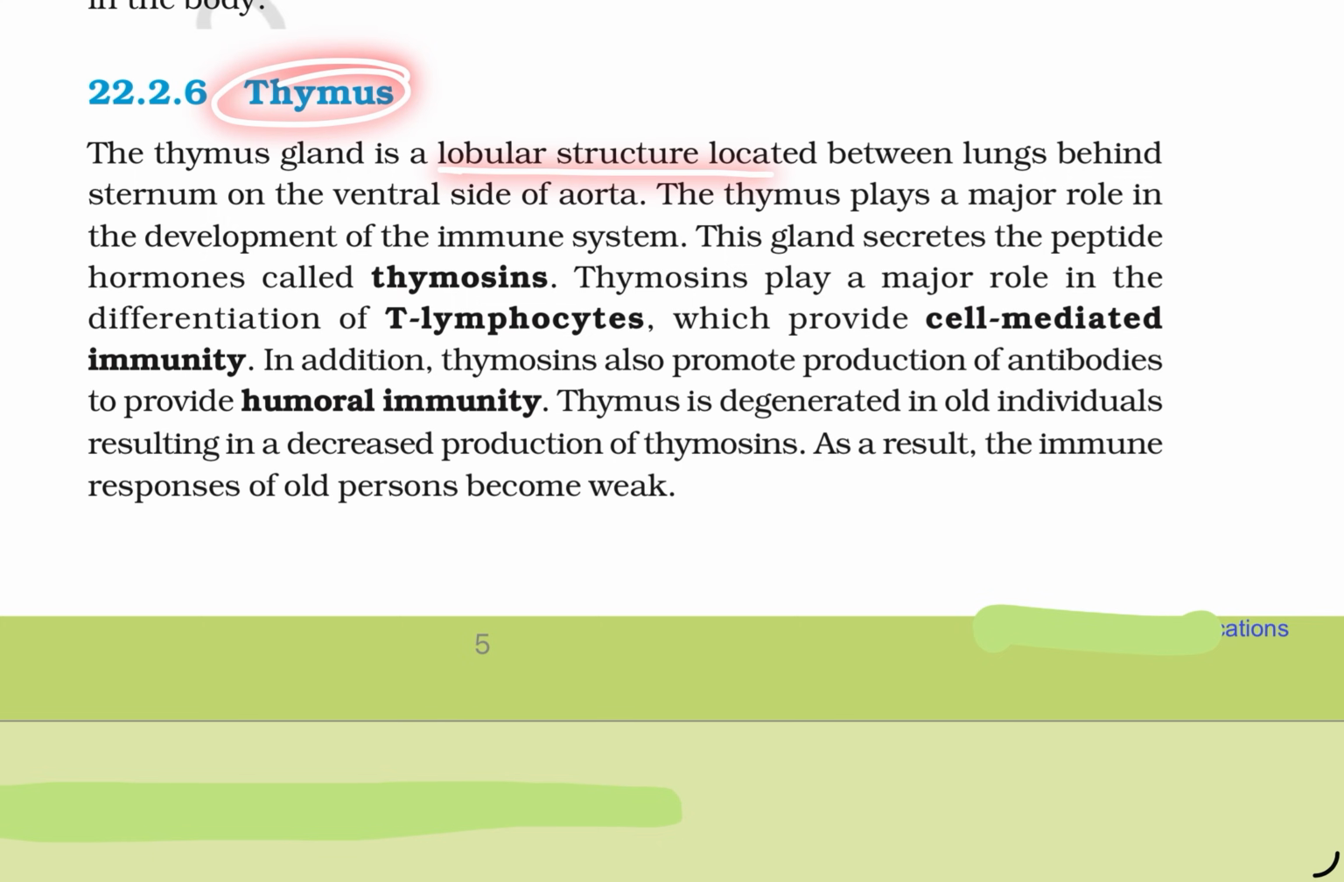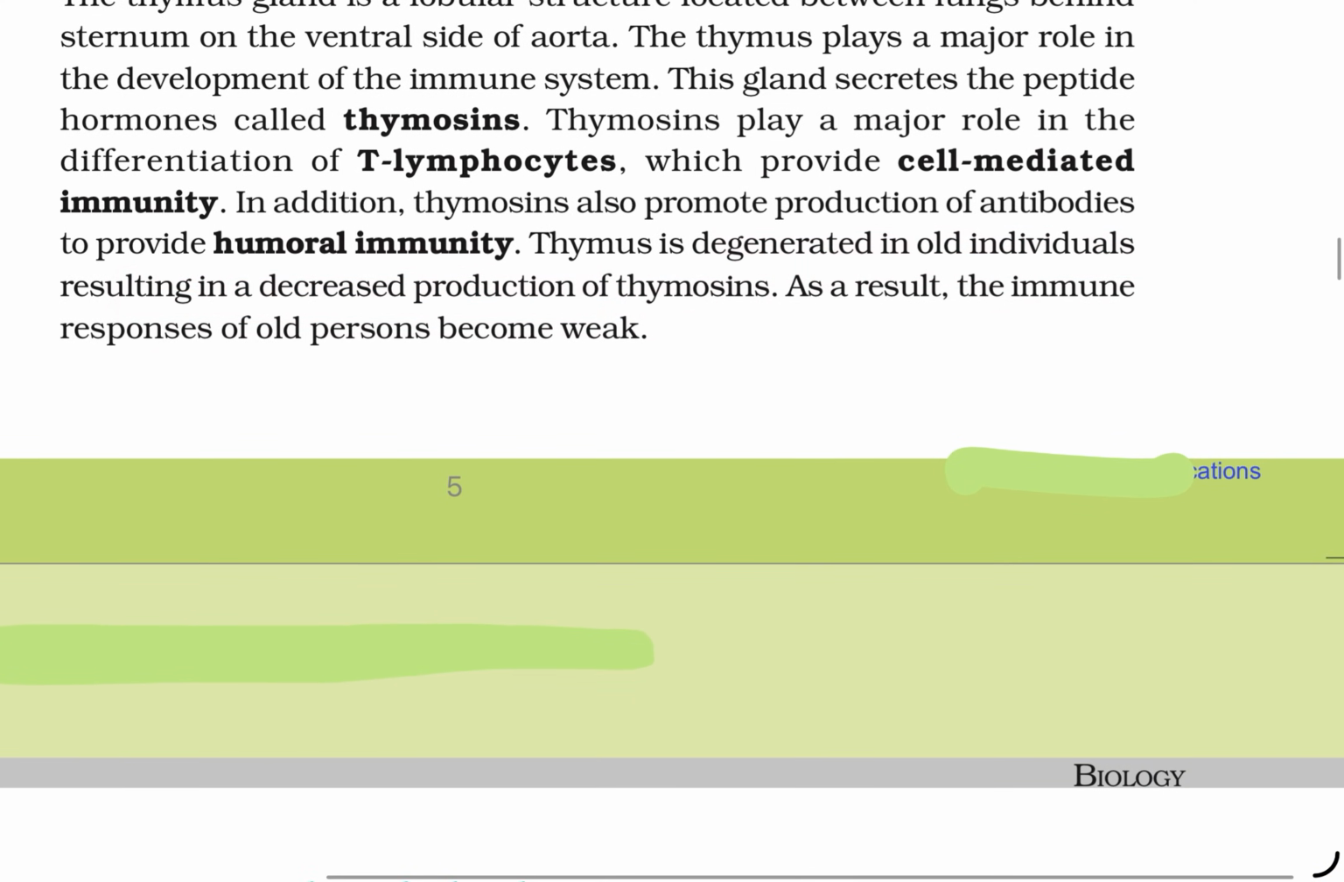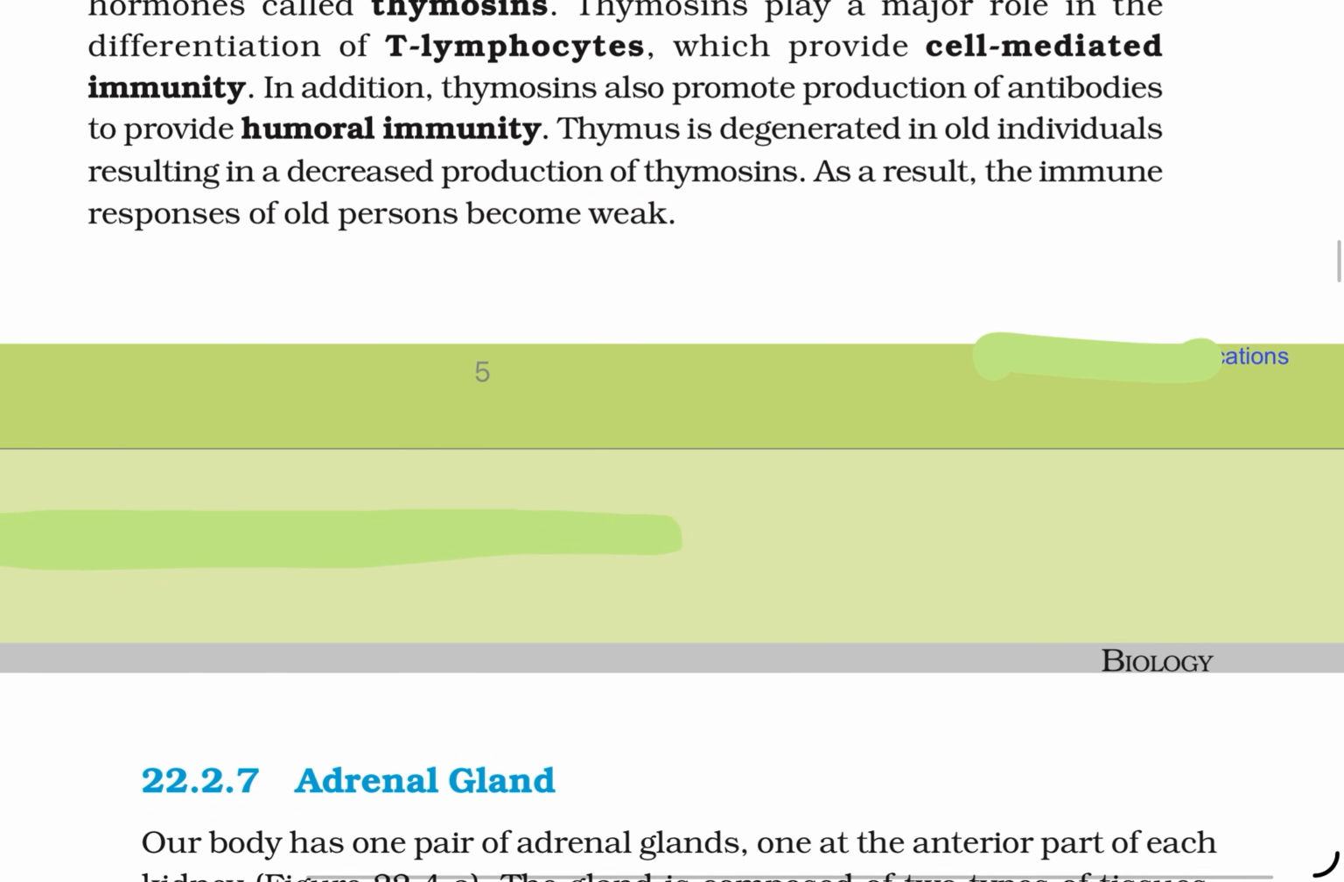The thymus. The thymus gland is a globular structure located between the lungs, behind the sternum, on the ventral side of the aorta. The thymus plays a major role in the development of the immune system. This gland secretes a peptide hormone called thymosin. Thymosin plays a major role in the differentiation of T lymphocytes, which provide cell-mediated immunity. In addition, thymosin promotes the production of antibodies to provide humoral immunity. The thymus degenerates in old individuals, resulting in decreased production of thymosin. As a result, the immune response of old persons becomes weak.